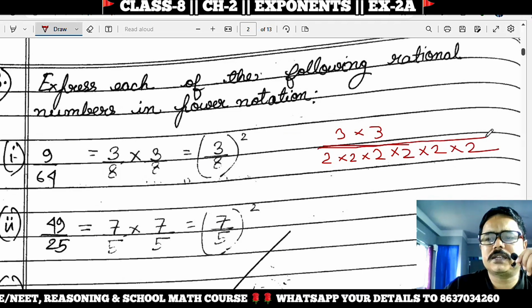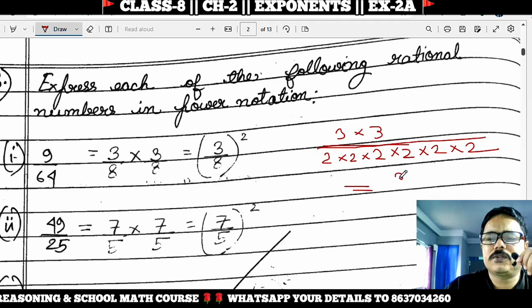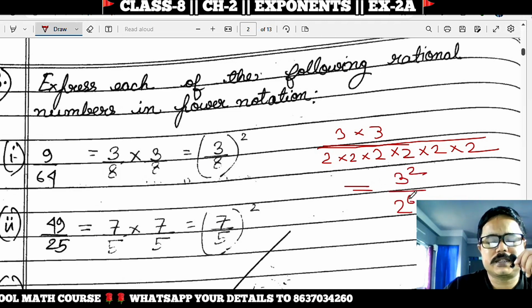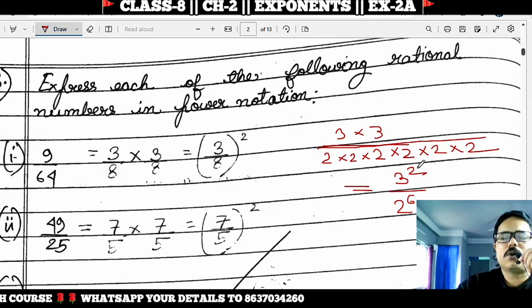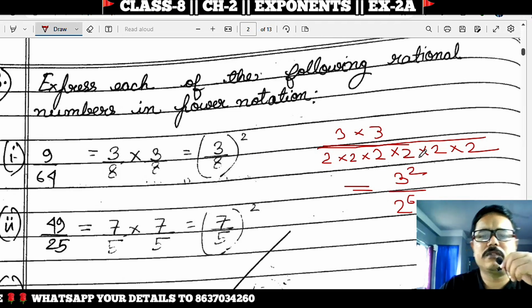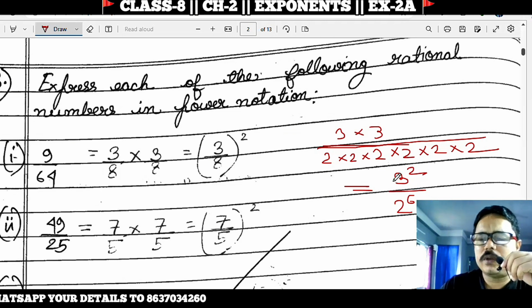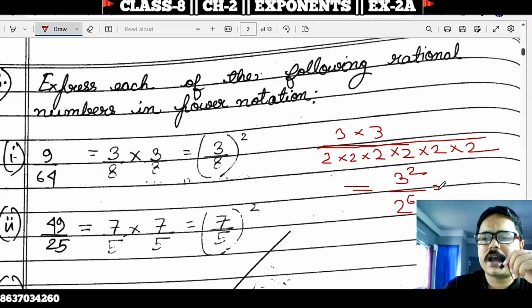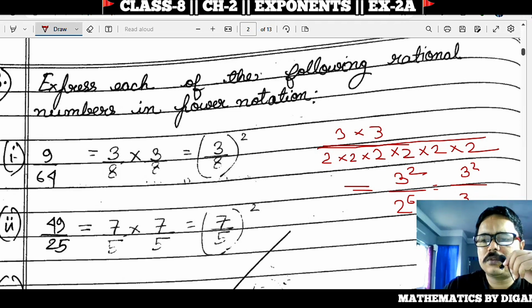That means 6 into 2, so it will be 3 square by 2 to the power 6. But this is not in the form of a power of a single base. So if we want to bring this in the form of a power of a single base, we have to keep both the powers the same. So 3 to the power 2 we cannot do anything, and 2 to the power 6 will be 2 to the power 3 and whole to the power 2.